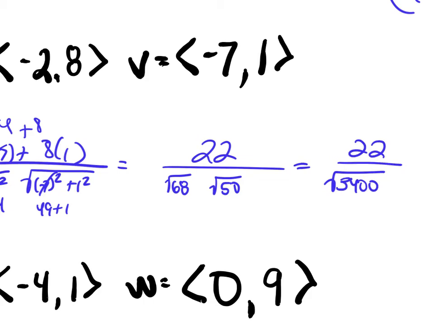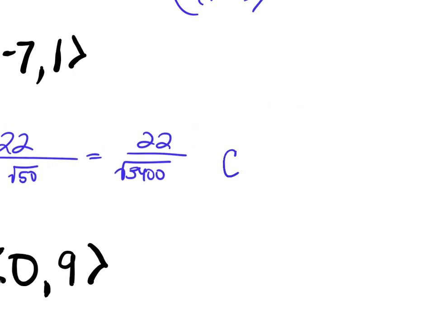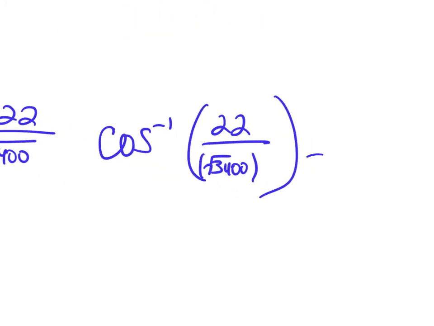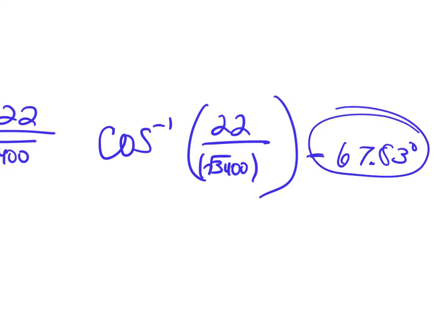So in your calculator, because I'm looking for an angle measure, you would hit cosine -1. And it'll say 22, and then you have root 34 on the bottom. Close the parenthesis, close the parenthesis. When you do that in your calculator, what do you guys get? 67 point what? Okay. So 67.83 degrees. You're finding an angle measure, make sure you put degrees.